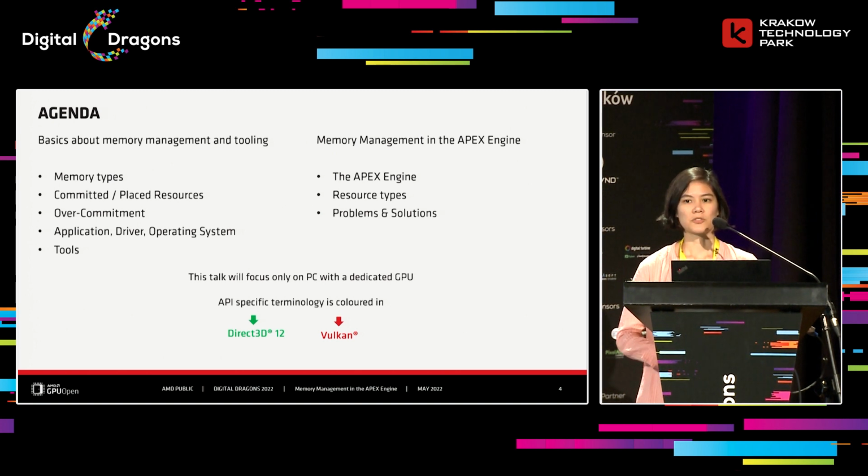And also just to frame the scope of this talk, we are only talking about systems, like PC systems with a dedicated GPU. It's just because otherwise you would run out of time. And also API-specific terminology is marked in colors. So green means it's DirectX 12 language, and red means it's Vulkan language. In general, I'm a bit more familiar with DirectX 12 terminology, so I will probably say more of the DirectX 12 terminology, but it's transferable into Vulkan language as well.